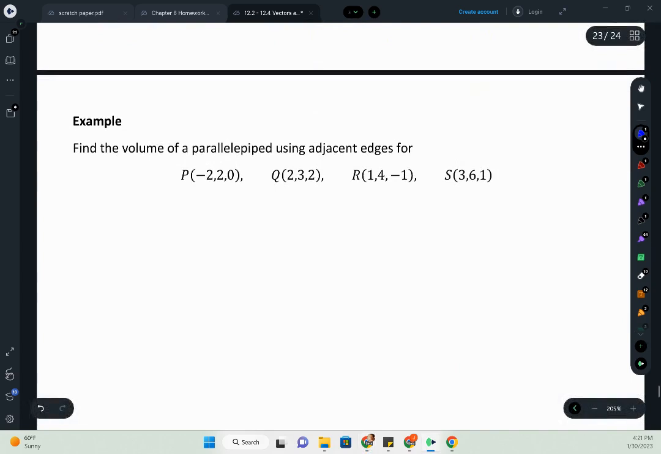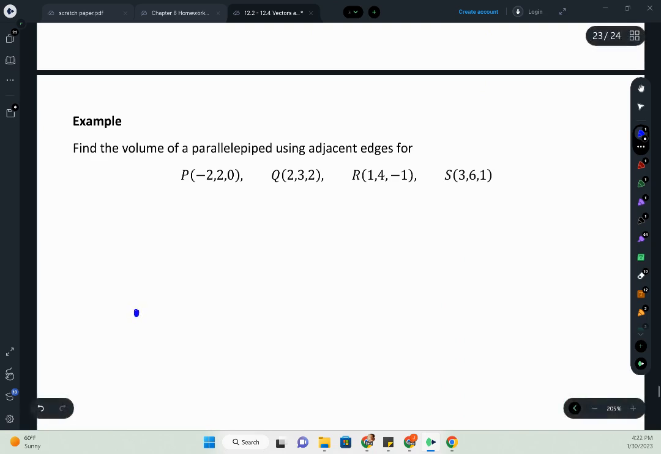We have just a couple of problems dealing with the parallelepiped. And in this particular one, we're supposed to find the volume of a parallelepiped using adjacent edges. We did one problem where we were given the three vectors that make a parallelepiped, but now we're not given them. So we kind of have to at least get this set up, and then it's the same as the other problem. So we've got these adjacent edges, and what that means is the following.